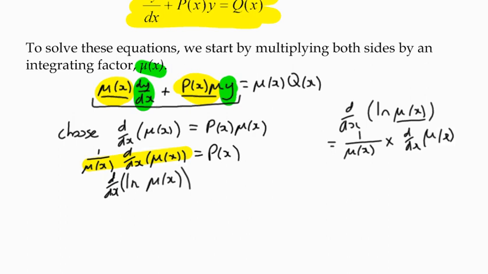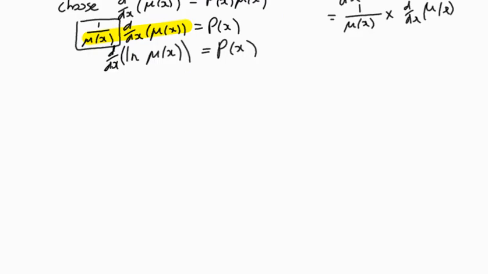So what we're saying is that could be the derivative of log of mu of x, and that's the chain rule going on. And so we can say that all of these are equivalent to each other. And if we integrate both sides of the derivative of the log of mu of x, we get the log of mu of x equal to the integral of p of x.